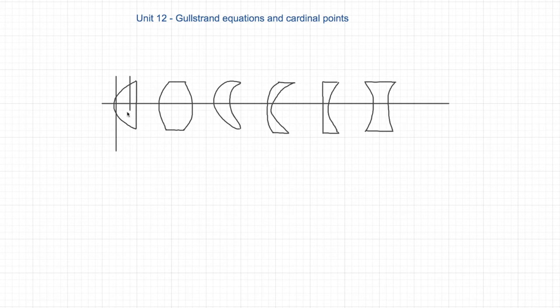So we have our primary and secondary principal planes, approximate locations. The important thing to notice is that the principal plane does not necessarily have to be inside the lens. It can be outside the lens. So when you calculate the locations of your principal planes, as I'll show you shortly, don't be surprised if you find that they are not inside the lens itself.